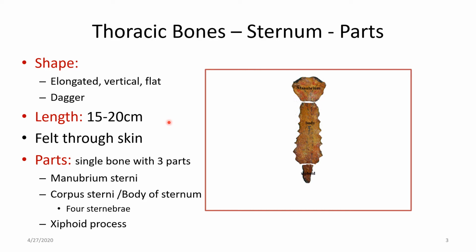Coming to the parts of the sternum, it consists of 3 parts, but it is a single bone with 3 parts. What are those 3 parts? From above downwards, they are the Manubrium sterni, the body and xiphoid process. So, the Manubrium sterni is the uppermost part. Then in the middle is the corpus sterni or body of sternum, which is made up of 4 sternebrae, and the caudal one is the xiphoid process.